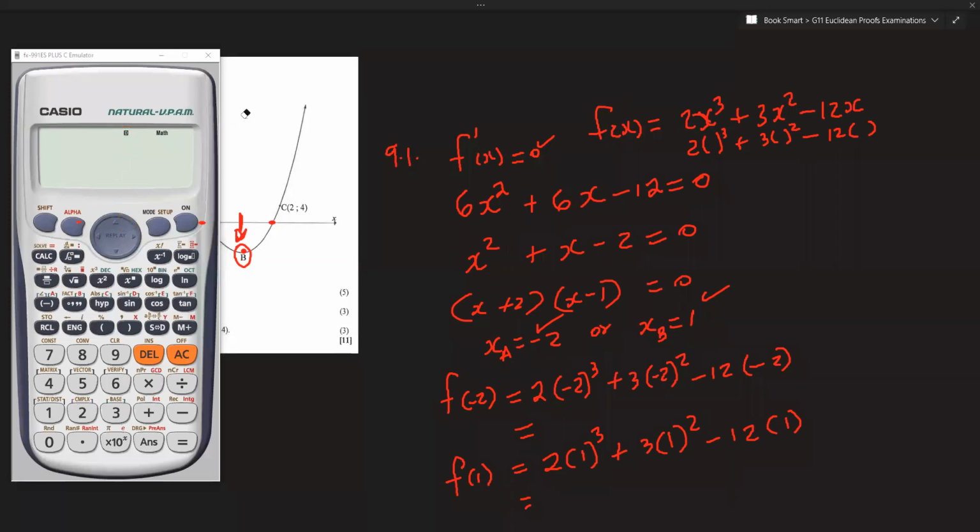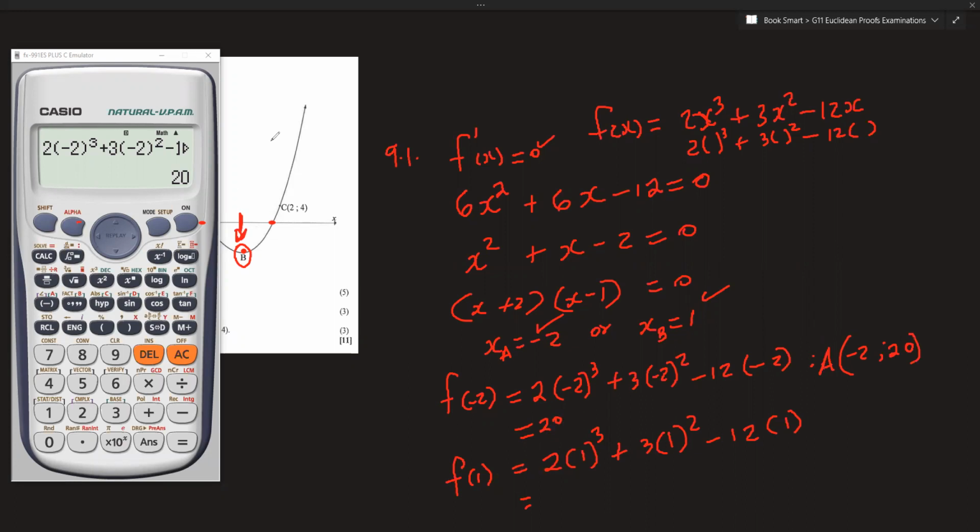Right. So let's see now. So we're going to firstly have 2 in bracket, -2 cubed plus 3, -2 squared minus 12, -2. This gives us 20, right? So the answer here is 20. Which means, therefore, my point will be -2 going with 20, right? And we agreed that this is point A, okay?